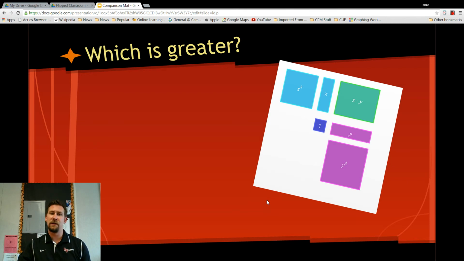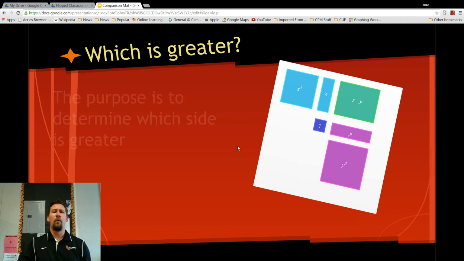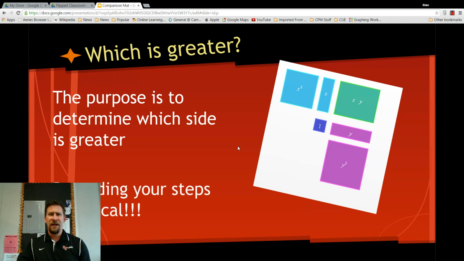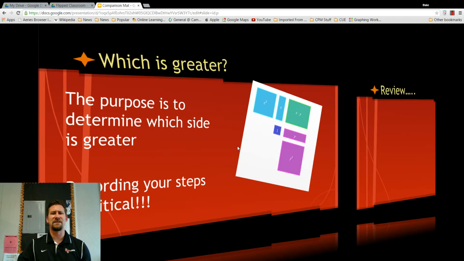Now, some of you are like, that's really easy to tell. And it is. If we're looking at 3 versus 2 or 7 versus 5, it's easy to determine which is greater. But what happens when we start introducing these variables, x squareds, x's, y's, and y squareds? We need to ask ourselves which is greater, and we need some rules to do that with. So let's look at some of those rules, and let's make sure as you do this, you are recording your steps, step by step, written down clearly, neatly, so that you can tell what's going on. Each side as its own.